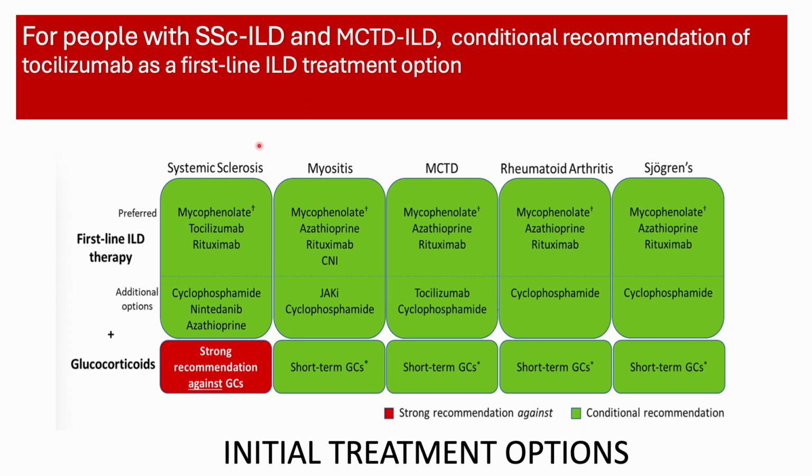And since tocilizumab has had a better adverse event profile as compared to cyclophosphamide, it has been given a higher preference in systemic sclerosis, and this is particularly again for those phenotypes which have more inflammation, so elevated C-reactive protein, or those who have skin thickening or early diffuse disease. It will actually perform better than cyclophosphamide, so it's recommended as the preferred option here. And in MCTD-ILD, especially for patients with SSc features, it would be preferred as an additional option.